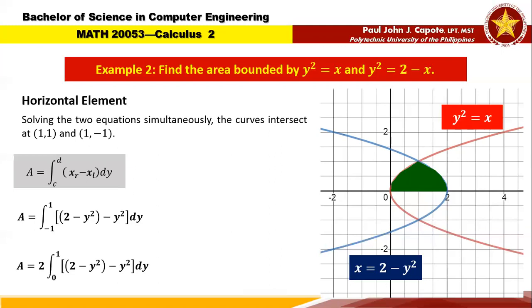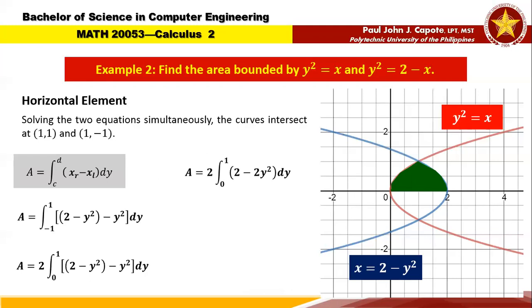So we have area is equal to 2 times the definite integral of 2 minus y squared minus y squared dy from 0 to 1. We have a multiplier 2 since the area of this definite integral is half of the area of the region bounded by these two intersecting curves. Simplifying further, our integrand becomes 2 minus 2y squared.